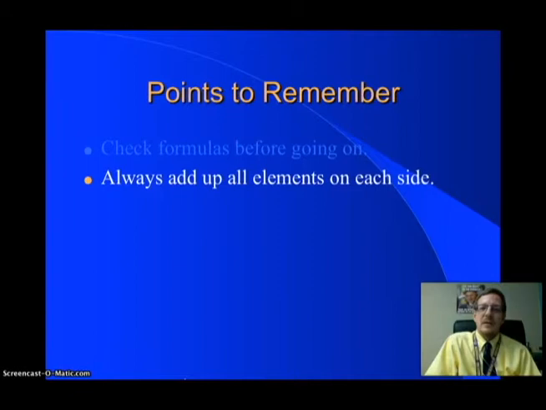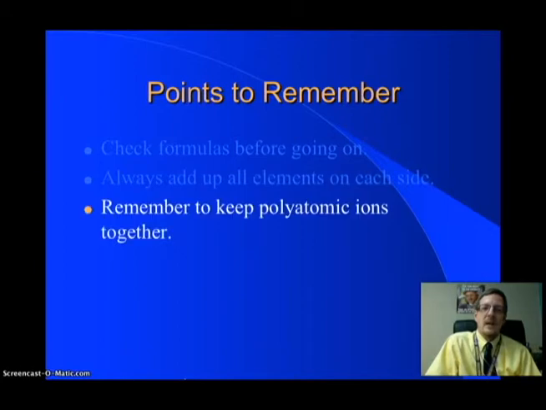Then always make sure you make a list on each side, your inventory list, and add up how many elements of each type you have on each side and compare. And that's where you'll be starting from after you get the correct formulas. Then also remember to try and keep your polyatomic ions together as much as possible.